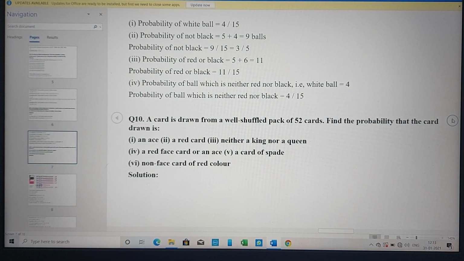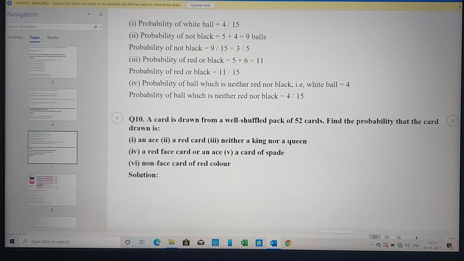Probability of red or black. So we'll accept red, we'll accept black. 5 red and 6 black. 5 plus 6, 11. Favorable becomes 11. And probability becomes 11 upon 15. Clear?